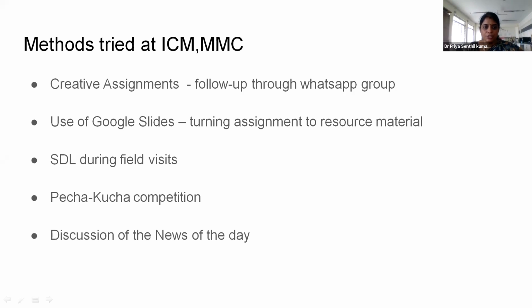So Pecha Kucha competition is one, and the next thing, which is very simple, is discussion about news of the day. Like if we have news about vaccination or a new variant coming, we share it with the students. Here again, we don't tell them that they need to look up all these and come back, nothing like that.